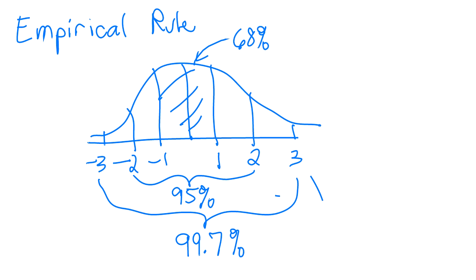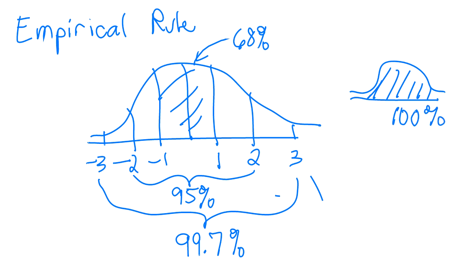This whole area under this curve is 100%, or 1. The probability that you're somewhere under this curve is certain in these problems. So the whole curve area is 1 or 100%.